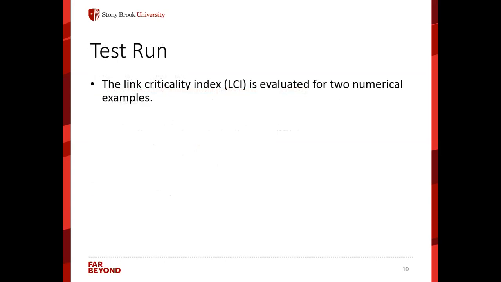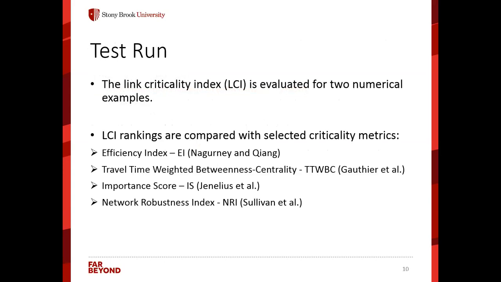So we did some test runs on two networks, and we compared our rankings with some select criticality metrics. These are the ones that we found in the literature and used or referenced more frequently than the others. We didn't provide the whole citations, but the efficiency index basically uses a network efficiency measure, but combines it with some kind of traffic flow component. So it uses traffic assignment. So it's somewhere in between topological and traffic assignment based models.